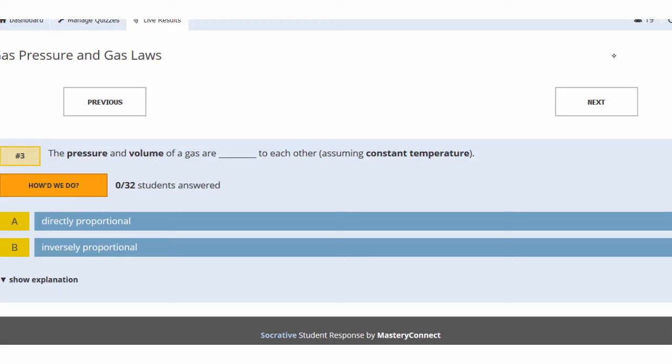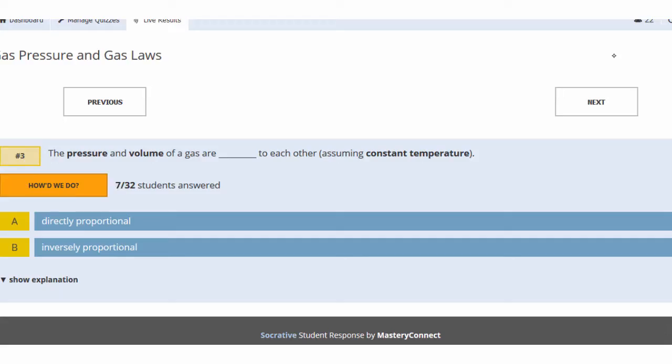I'm going to increase the pressure. Notice what happens to the volume. If I let go of the plunger, that means I'm decreasing the pressure. Watch what happens to the volume. So again, I increase the pressure. Watch what happens to the volume. I decrease the pressure. Watch what happens to the volume. Increase pressure, decrease pressure.